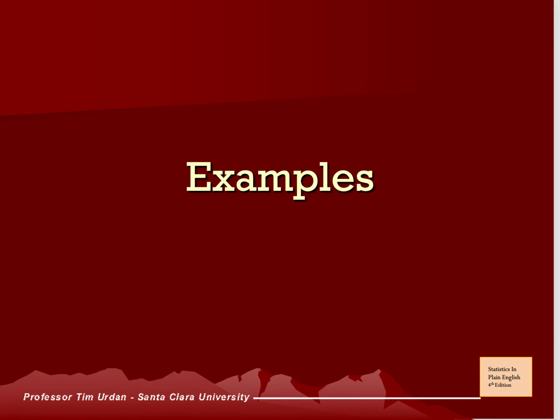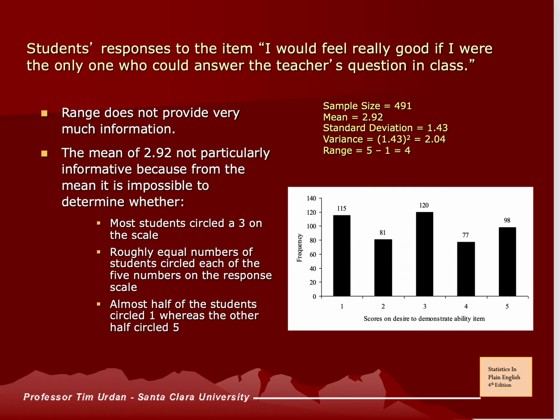So here are a few examples of how this works. Let's say this is a chart of students' responses to the statement, "I would feel really good if I was the only one who could answer the teacher's question in class." We can see our sample size is 491 people. Our mean, and notice they gave us scores of 1 to 5, the mean score is 2.92. The standard deviation, the variance, and the range are included on the right-hand side above the graph.